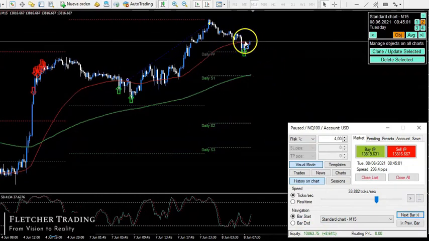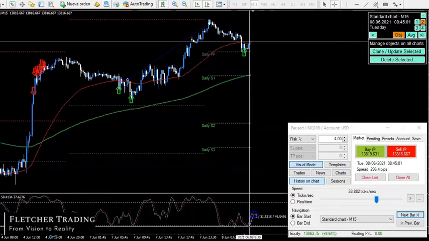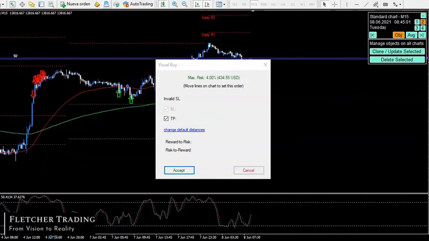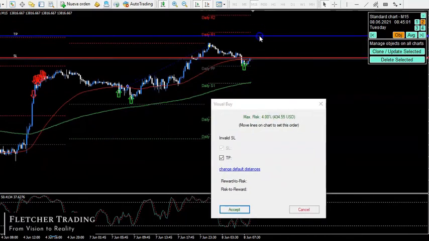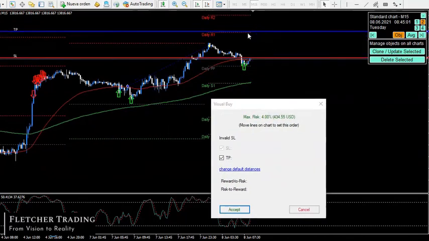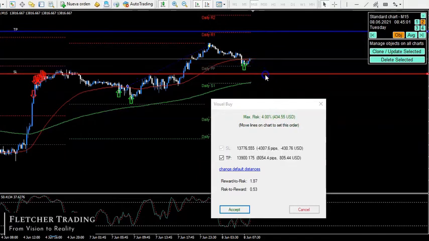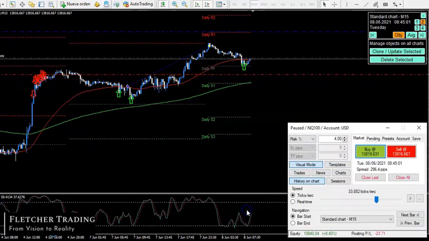Okay, so we've just received another signal to buy here. The stochastic is above 20, so we can enter this position. So I'm going to click buy. I'm going to target the resistance level using the daily pivot points, and I'm going to put my stop loss somewhere around here, just a little bit further away from this daily pivot point, and we've got a risk to reward of around 1.5, so I'm going to click accept.